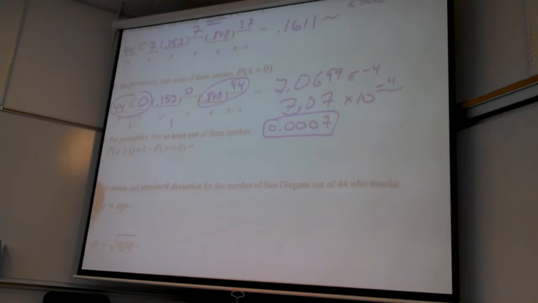I like the fact that somebody said, did I do something wrong? Because I got 7, and that's bigger than 1. That's beautiful. Never write 7 down for a probability. What the hell? 700% chance.